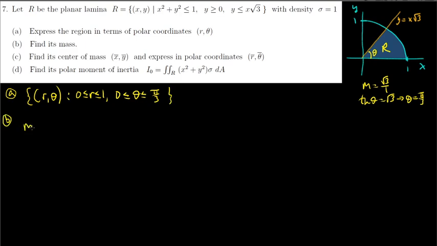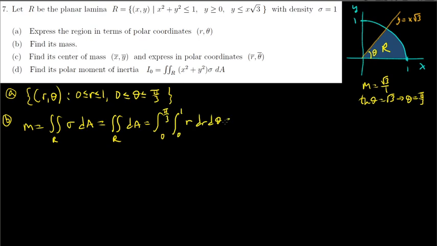Part B, find the mass. So the mass is just the integral over that region of the density. I'm using sigma for density here. And since the density is 1, it's just the area of that region, right? And so the area of the region, well, let's work it out. 0 to pi over 3, 0 to 1 of r dr d theta.